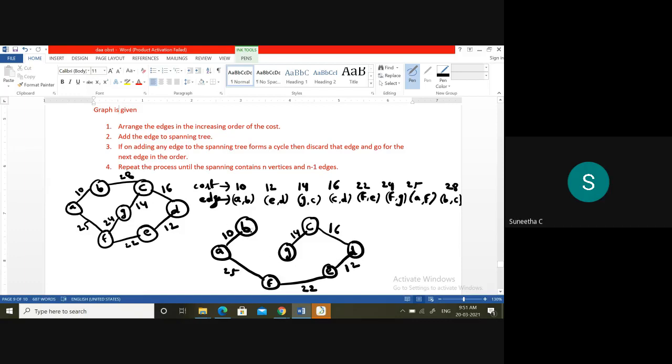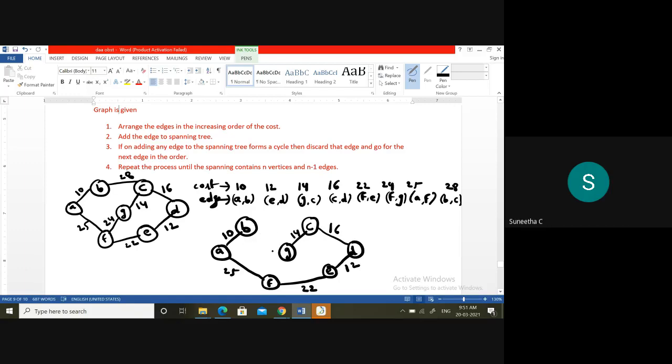See, it contains all the vertices which are there in the given graph and it also contains n minus 1 edges because the number of vertices are 7. The number of edges in the spanning tree should be 7 minus 1. So in this spanning tree also we are having 7 minus 1 edges, 6 edges. So it is satisfying the spanning tree properties and it is not having any cycle. This is how to construct the spanning tree using Kruskal's algorithm.